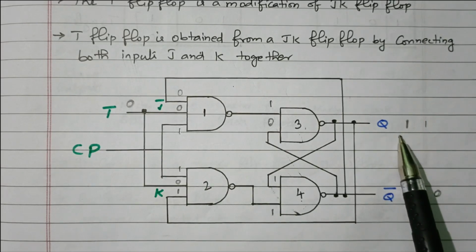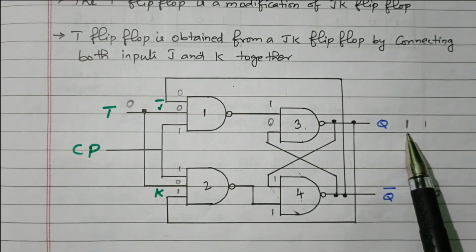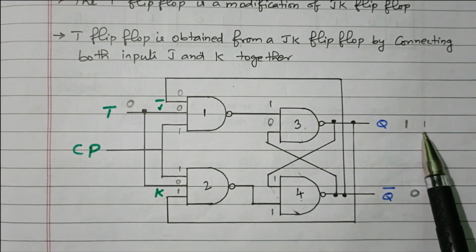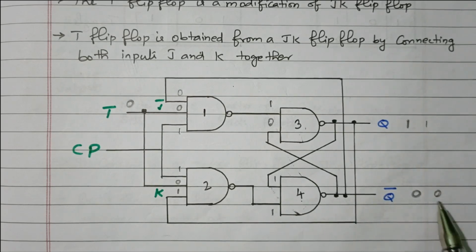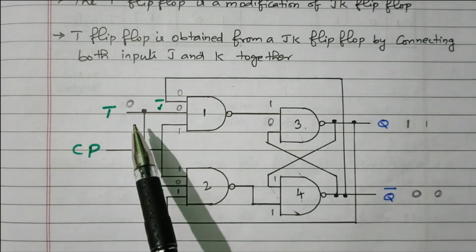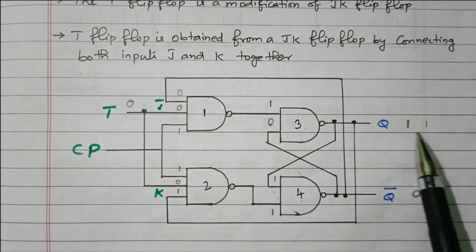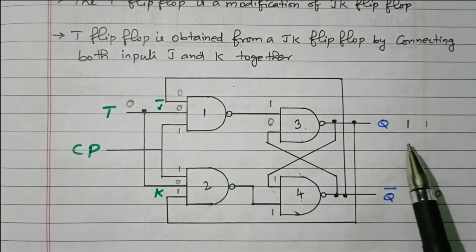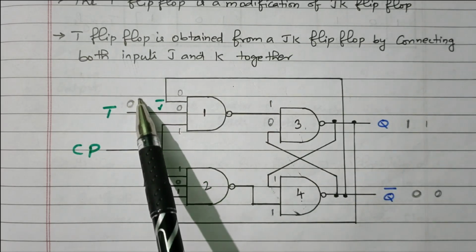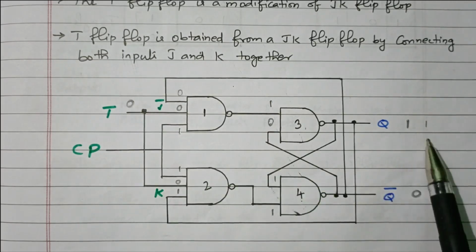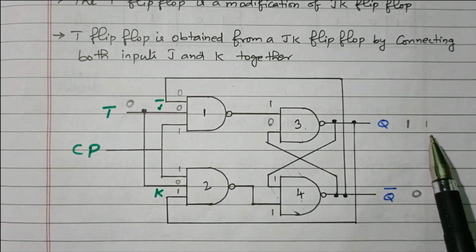Q is 1. After executing, Q is the same, 1 is maintained here also. We already know that T is 0 means no change in the output. Present state and next state are the same. That is what we discussed. If T equals 1, the present state and next state will change: 0 becomes 1, 1 becomes 0.